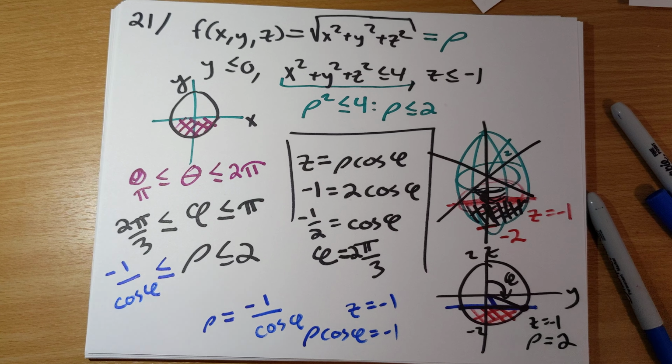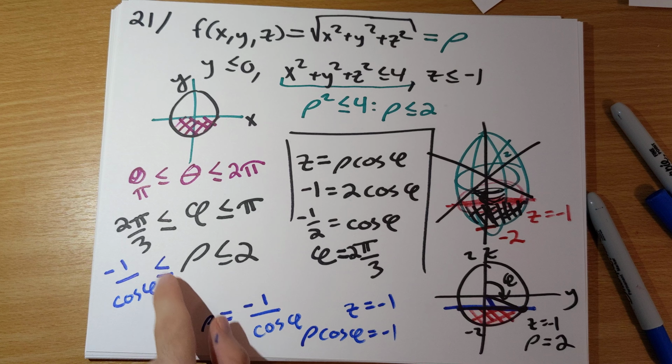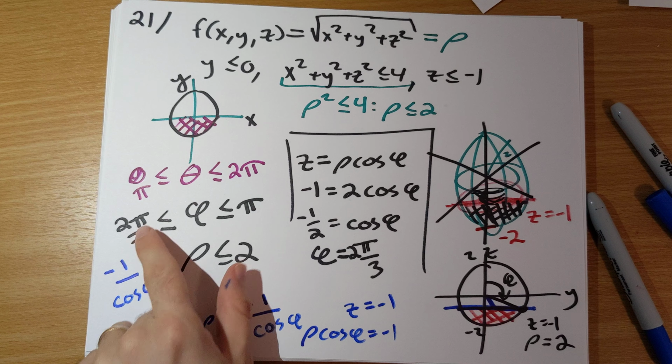Now, important point here, you might say to yourself, hey, I thought rho always has to be greater than or equal to 0, and it looks like rho could be something negative down here. But remember, if phi is between 2 pi over 3 and pi, we're down here, cosine phi is negative, so this expression over here, negative over negative, is positive.